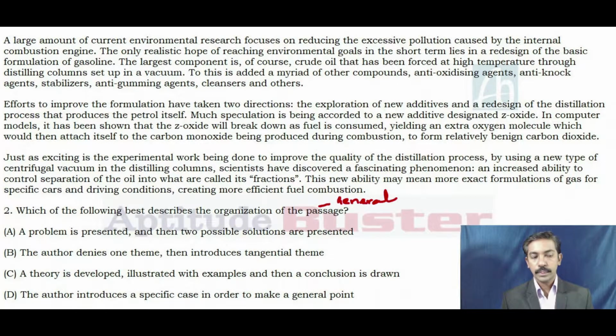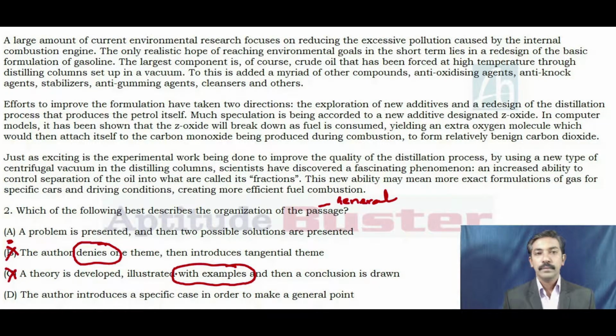Let's start with option A. A problem is presented and then 2 possible solutions are presented. Looks to be right. Let's reserve. Option B. The author denies one theme, then introduces tangential theme. The author nowhere denies anything, which means sure, this is a wrong option. Option C. A theory is developed, illustrated with examples. There aren't any examples given. Eliminate option C.